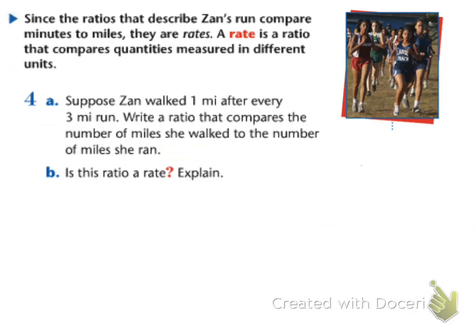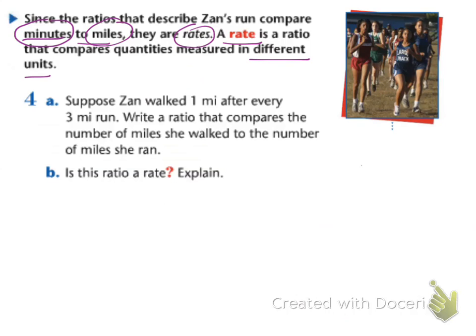Since the ratios that describe Zan's run compare minutes to miles, they're actually called rates. So the difference between a ratio and a rate, not that big of a difference, but here's the difference. A rate is where the two quantities you're comparing are measured in different units. For example, minutes and miles are different. They're not the same thing. One is length and one is time. So that's why it's a rate.